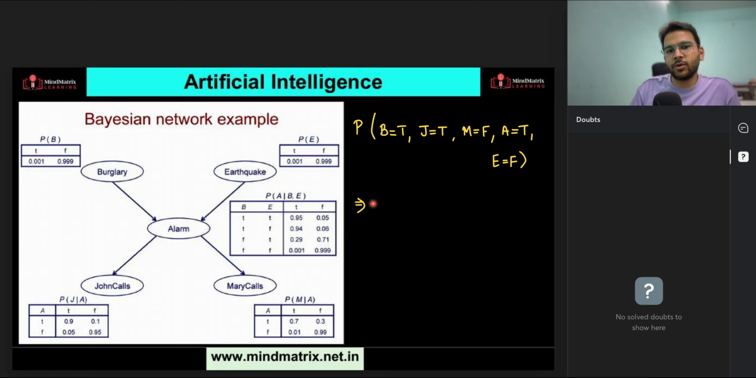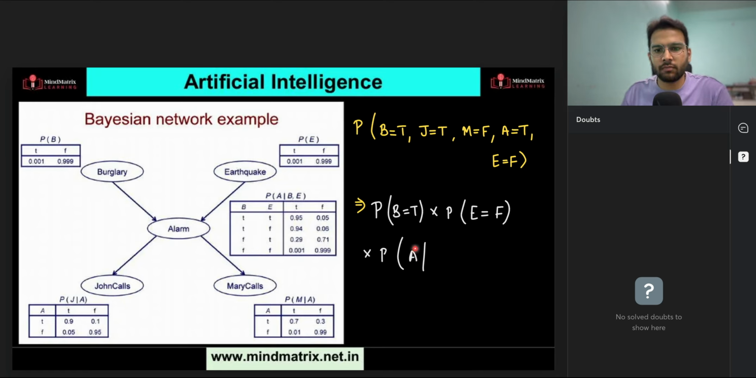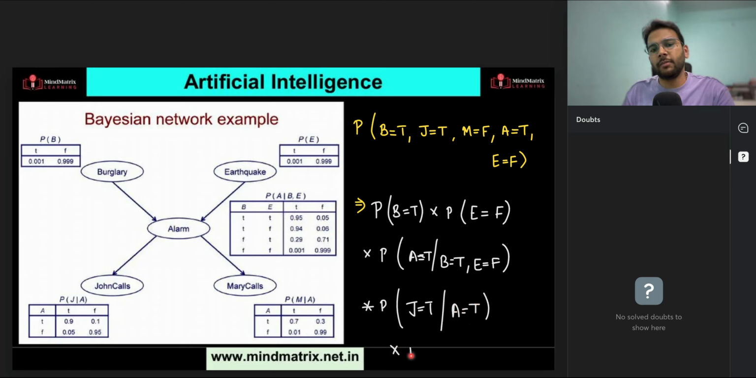So I'm writing the expression here. That is going to be what? Probability of burglary is true, multiply probability of earthquake is false, multiply probability of alarm is true given burglary has happened and earthquake has not happened, multiply probability of John has called given alarm goes off, multiply probability of Mary has not called given alarm goes off. Yes or no?